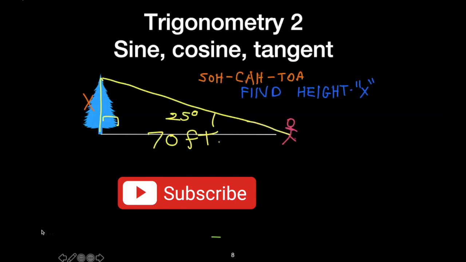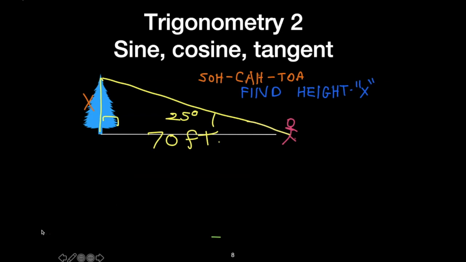Let's do an example of a tree. Do you have to climb a tree in order to measure it? Well, we're given a problem here, a drawing of a tree whose height is unknown, x, and a person on the ground can see the tree at an angle of 25 degrees. With a tape measure, they could measure from the base of the tree that it's 70 feet away.